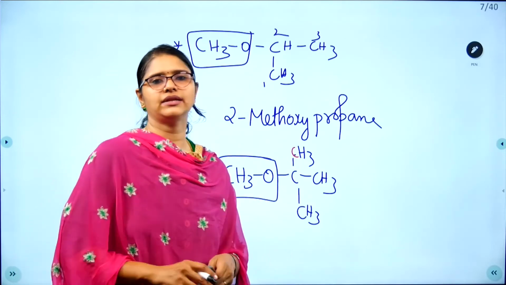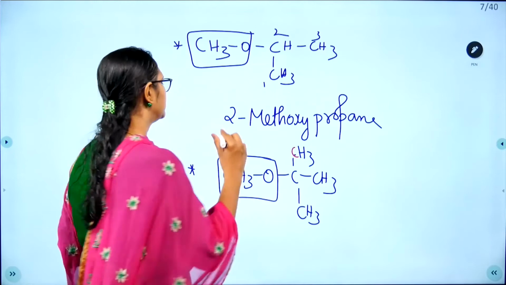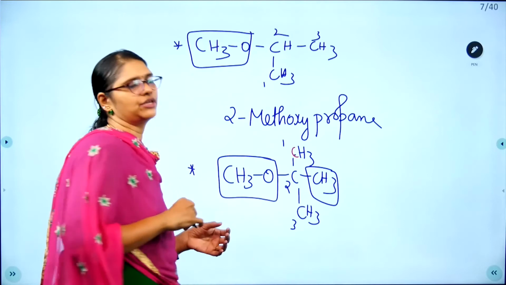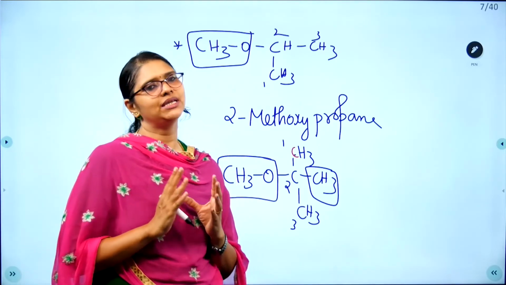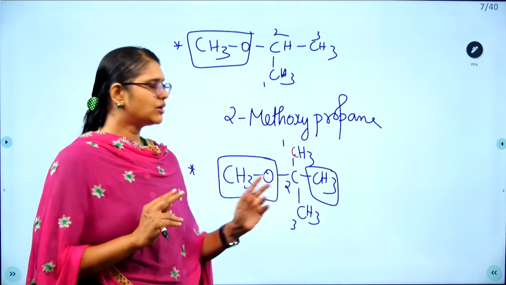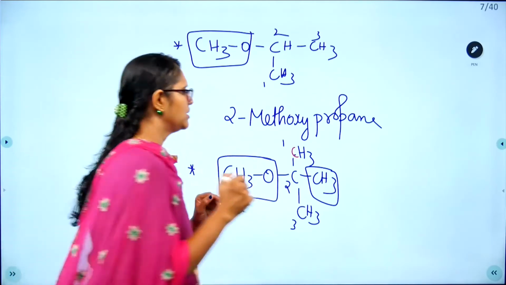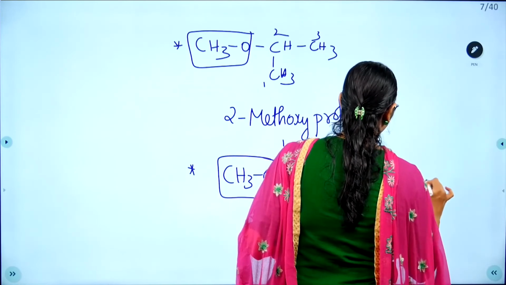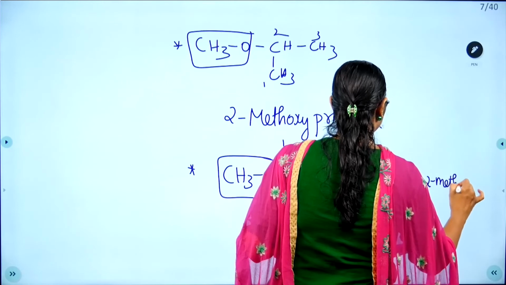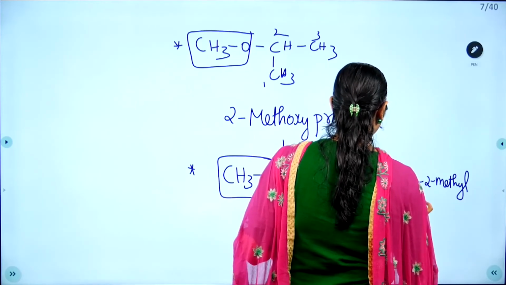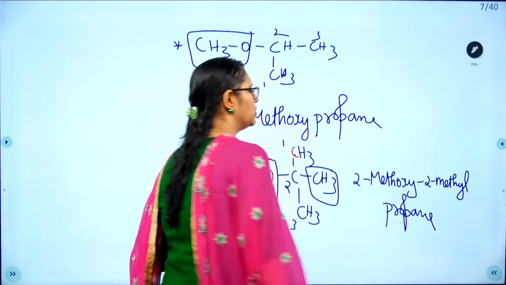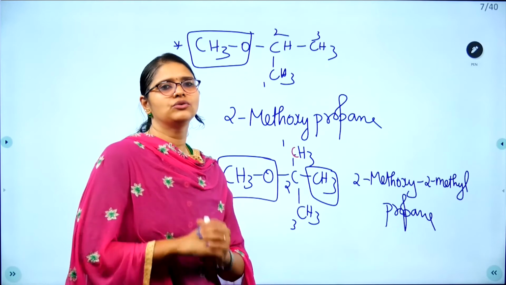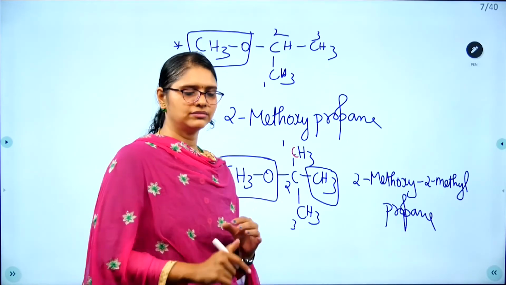You have to select the longest carbon chain, 1, 2, 3. You have a methyl group and a methoxy group. Now the preference goes to the methoxy group, since it is the oxy substituent. So it is 2-methoxy, 2-methyl, and the longest carbon chain is 3, so propane. It is 2-methoxy-2-methylpropane. Got it? Understood?